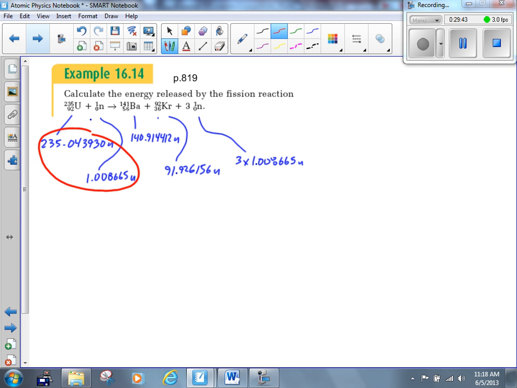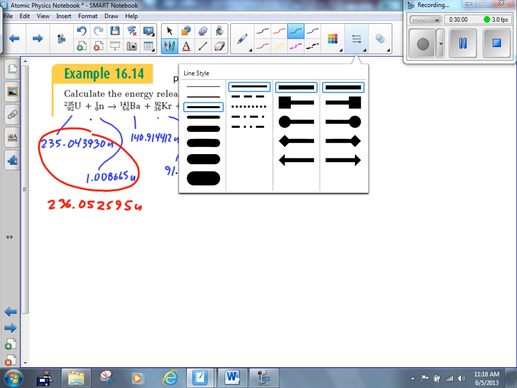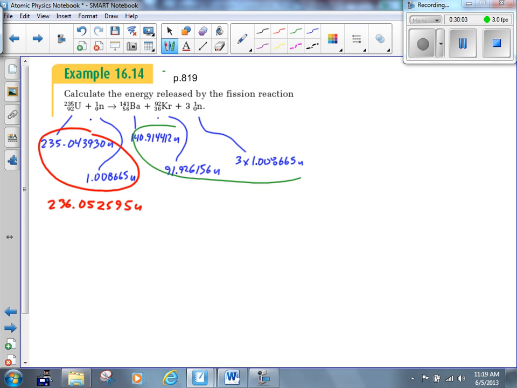On the left-hand side, the reactant side, the parent side, we have a total mass of 236.052595 atomic mass units. On the right-hand side, if we add all those up, we end up with a total mass of 235.866563 atomic mass units. This isn't so hard yet, is it? You just got to get those masses from the table, add them up, get the total mass on the left side, get the total mass on the right side.